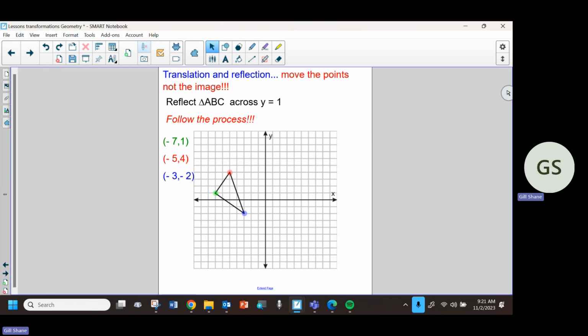I'll have to start using smaller triangles. These are different. These have numbers and they only go to 7. This one goes to 10.